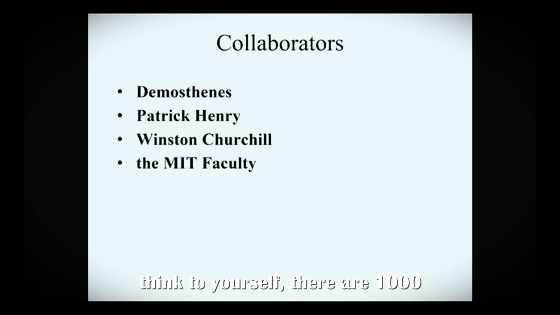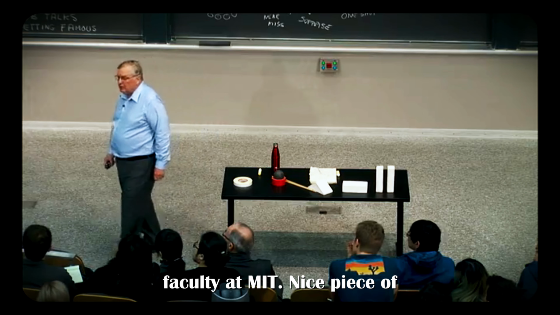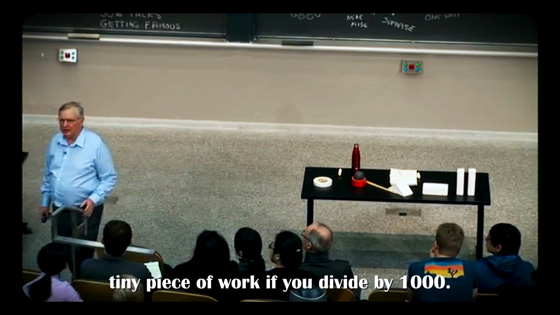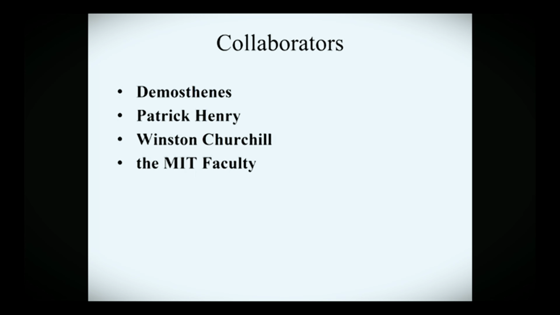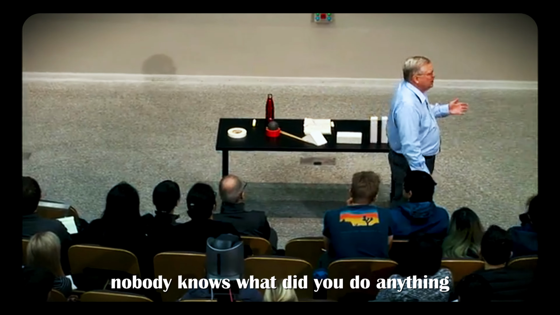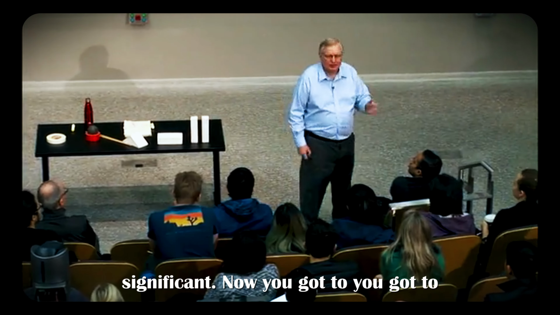think to yourself, there are 1,000 faculty at MIT. Nice piece of work, but not so much. It's only a tiny piece of work if you divide by 1,000. So when you show a whole gigantic list of collaborators at the end of a talk, it's a kind of letdown because it suggests that nobody knows. Well, did you do anything significant?